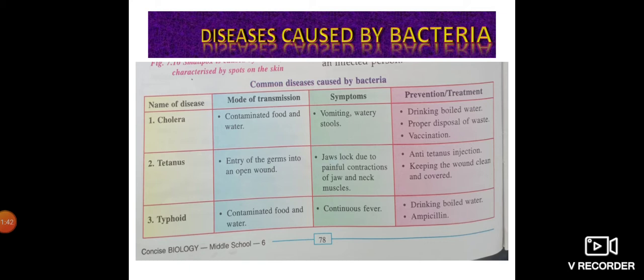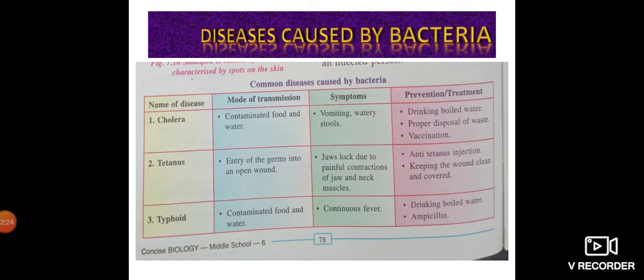Next is tetanus. Tetanus is transmitted through germs which enter our body through open wounds. Through open cuts and wounds, the bacteria of tetanus enter our body. In this disease, the jaw gets locked. The germs enter through unclean cuts and wounds, and when our limbs are exposed to soil which carries cow dung particles, the bacteria enter into our body.